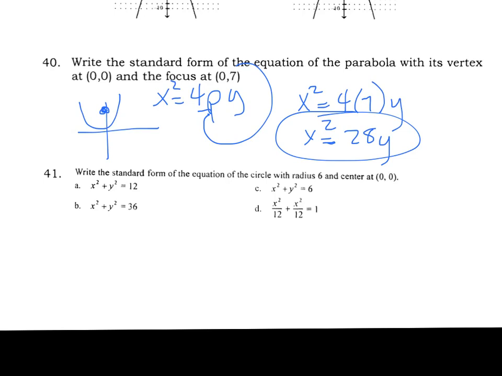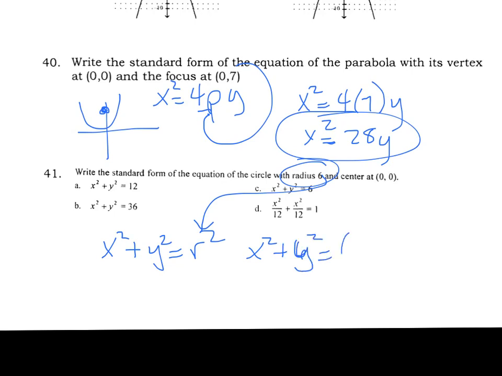Okay, 41 is also a real easy one. Write the standard form of the equation of a circle with radius 6. Well, the equation for the circle is x squared plus y squared equals r squared. Radius is 6, so x squared plus y squared equals 6 squared. Since 6 squared is 36, B is your answer.